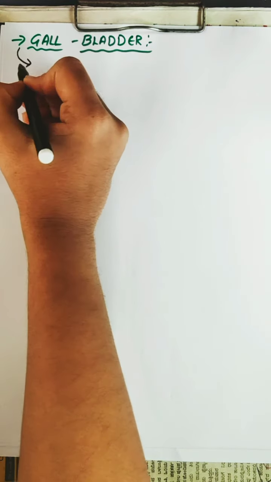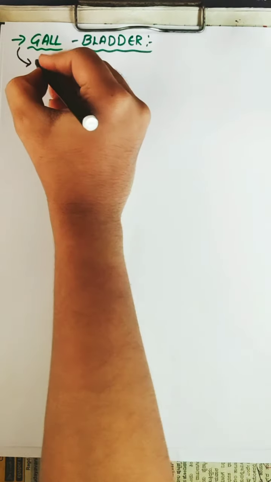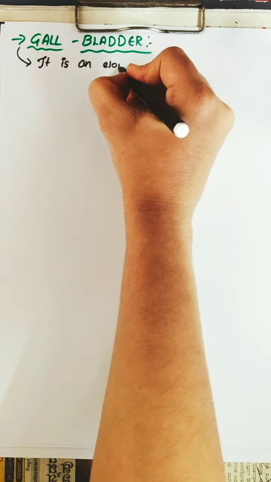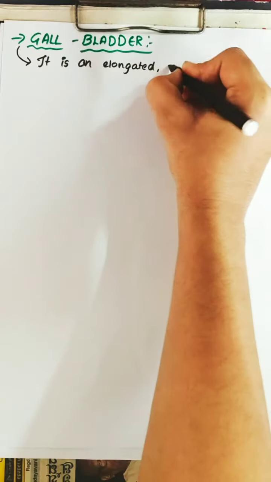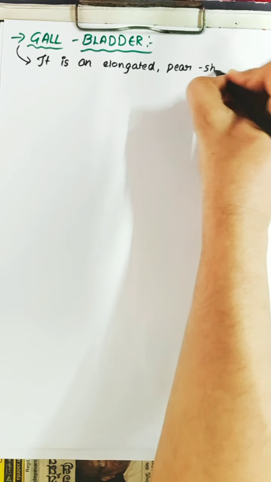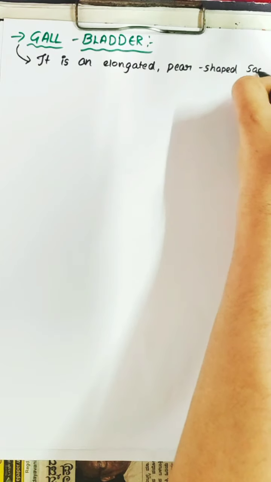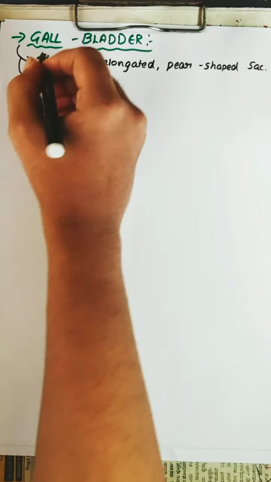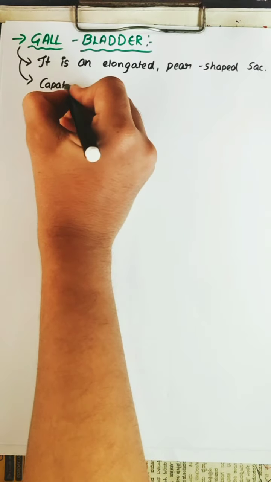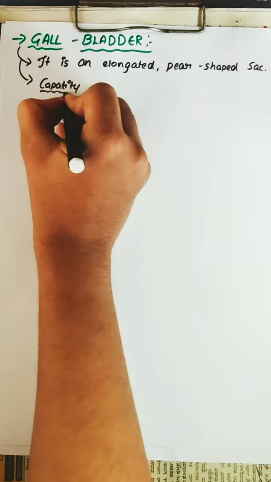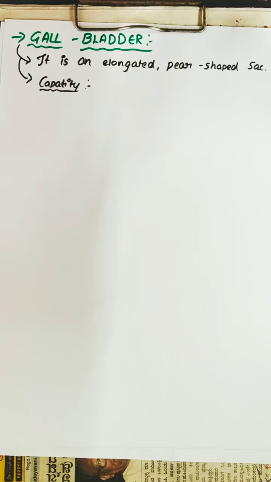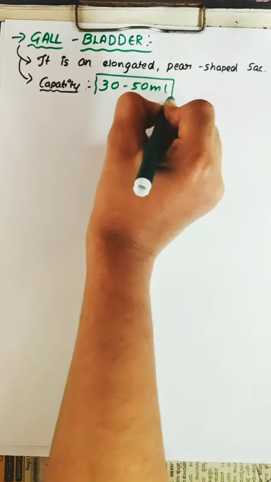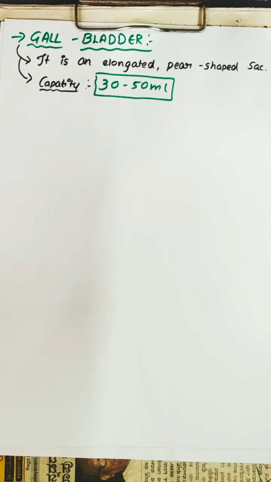So the gallbladder is an elongated pear-shaped sac. So what might be the capacity of the gallbladder? The capacity of the gallbladder is around 30 to 50 ml.